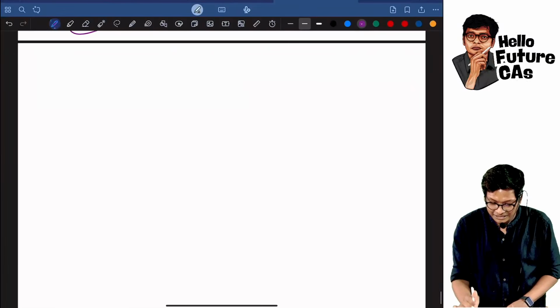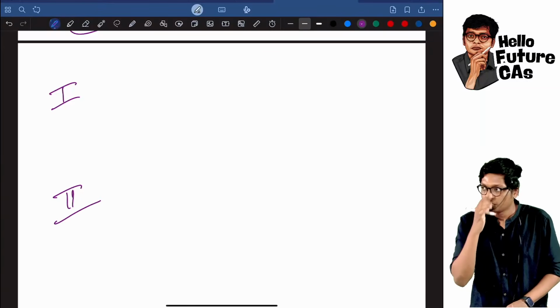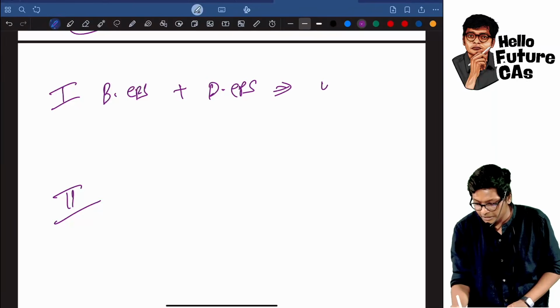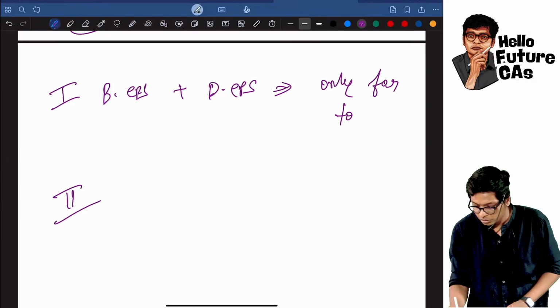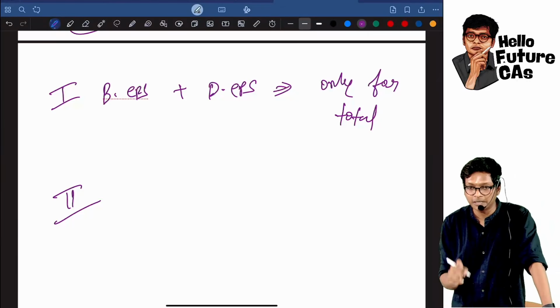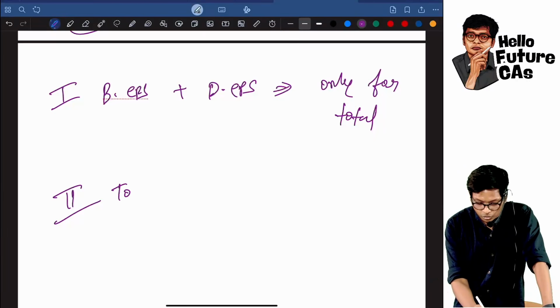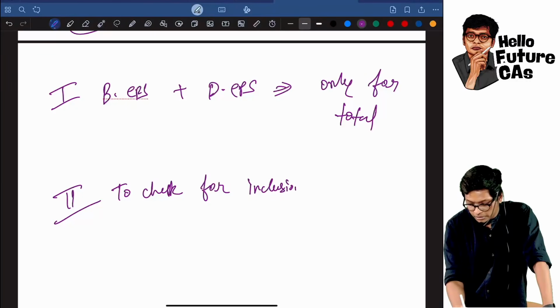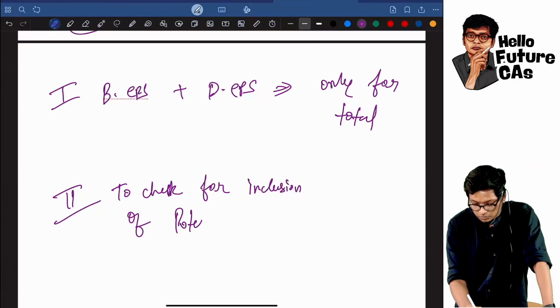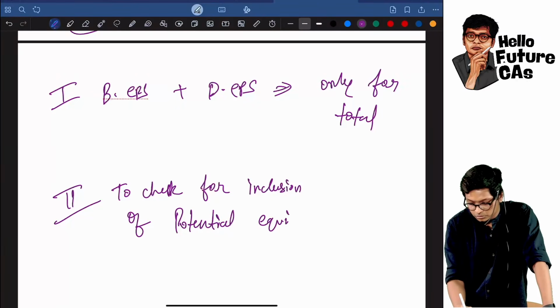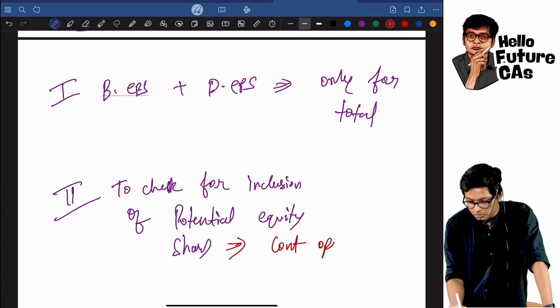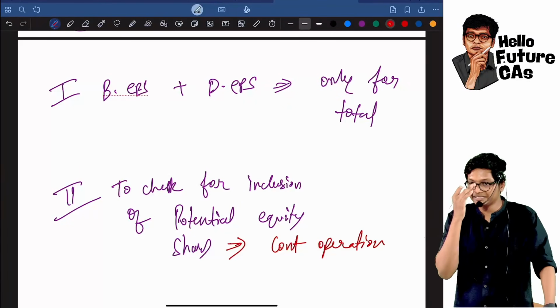Sir, for exam, what should I do, sir? Simple. For exam, compute basic EPS and diluted EPS only for total. Are you following, guys? Compute only for total. To check for inclusion of potential equity shares, whether to add them or not, is this dilutive or not, you will check only from continuing operations. Is this clear, guys?